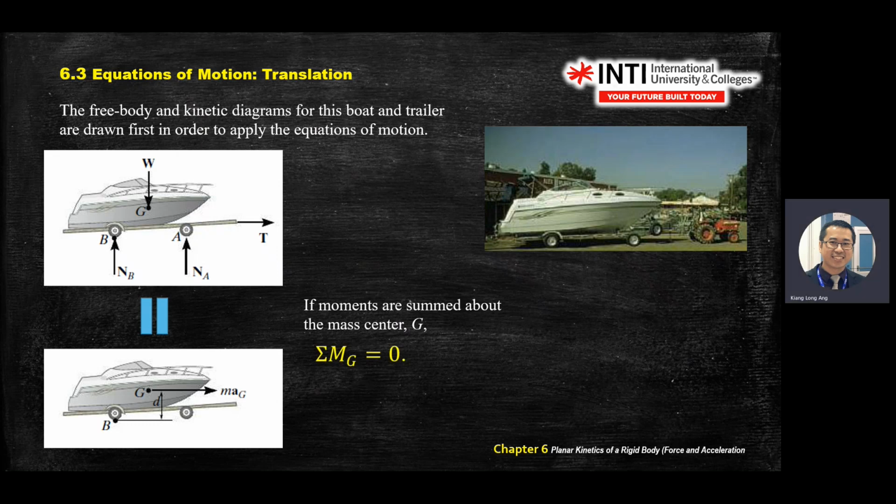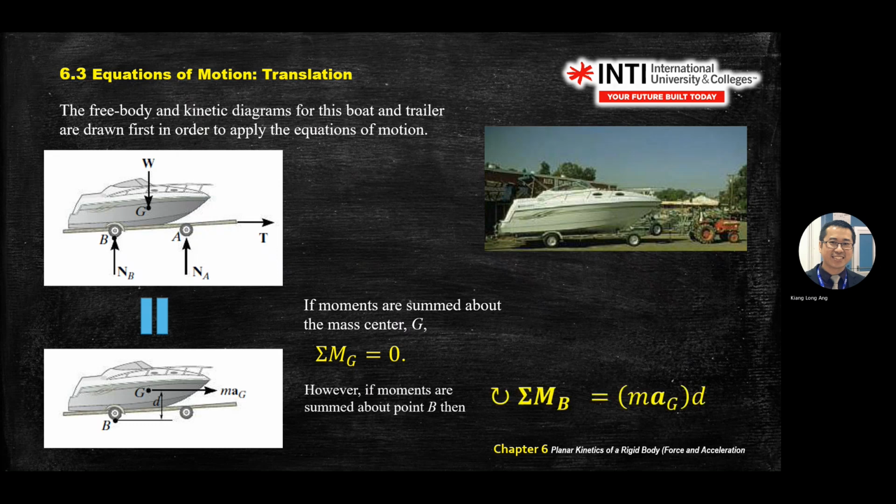Okay, so if you take the moment at G, the sum of moments at G, you'll get 0, so it will be in equilibrium. So you put your hand here. This one will create clockwise, this one creates anti-clockwise, this one will create anti-clockwise also. Here will create clockwise.